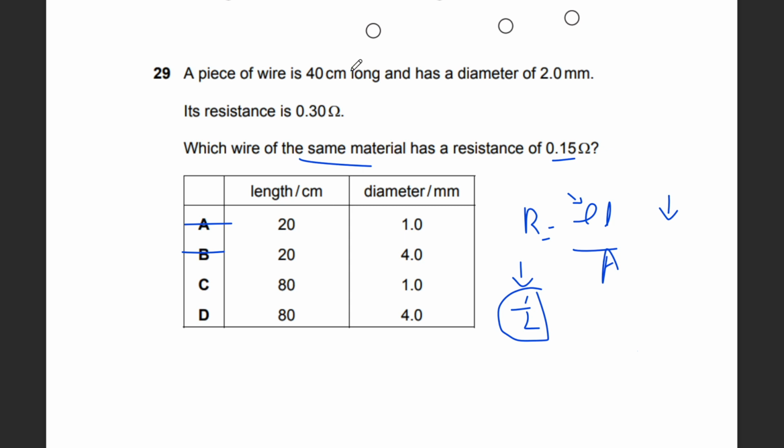So for C and D, it wants to increase the length by 2 times. To achieve this effect, we have to increase the area by 4 times, right? Because they are inversely proportional. So if we want to increase the area by 4 times, the diameter will have to increase by 2 times, because area is equal to pi over 4 d squared. So the effect will have this squared factor, so it will be D.